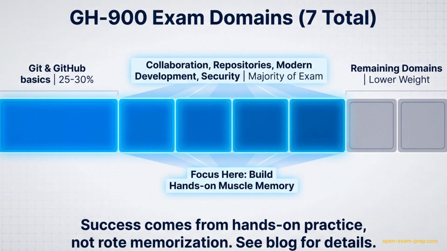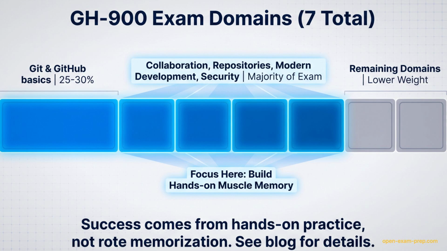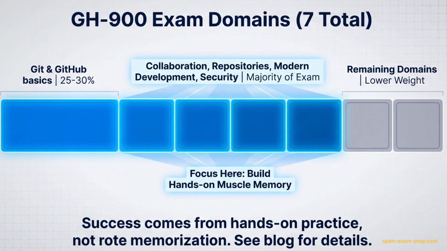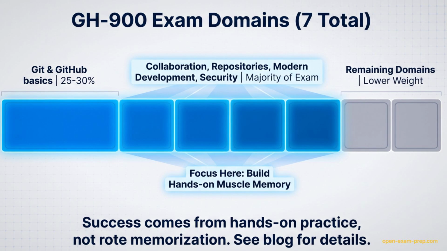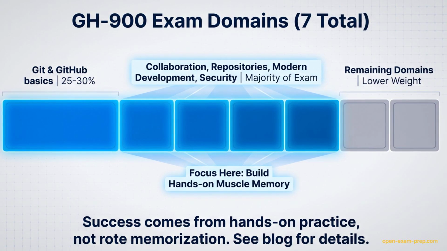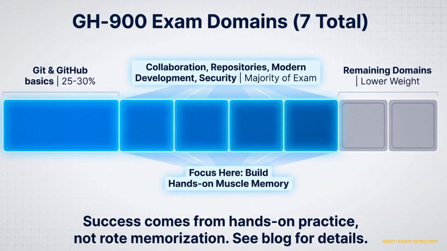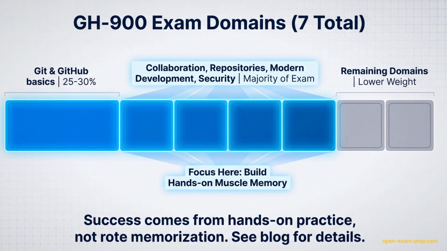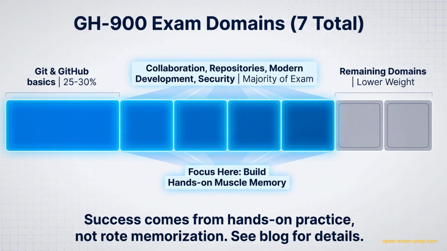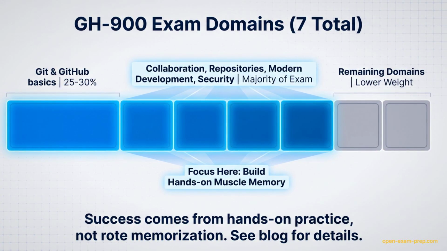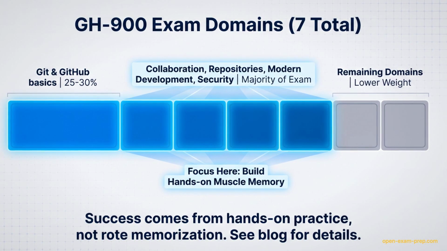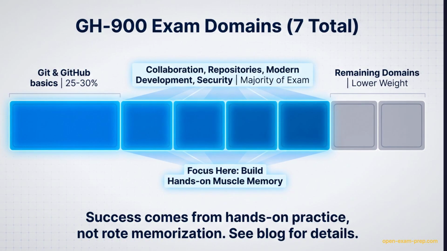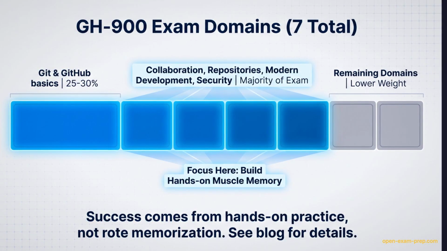The GH-900 exam is broken down into 7 domains, but they aren't weighted equally. Understanding Git and GitHub basics is the largest, accounting for up to 30% of the exam, so your fundamentals must be solid. The next most important areas are collaboration, repositories, modern development, and security. These 4 domains together cover the majority of the exam questions. Focusing your hands-on practice in these heavily weighted areas is the most efficient way to prepare and score well on exam day.